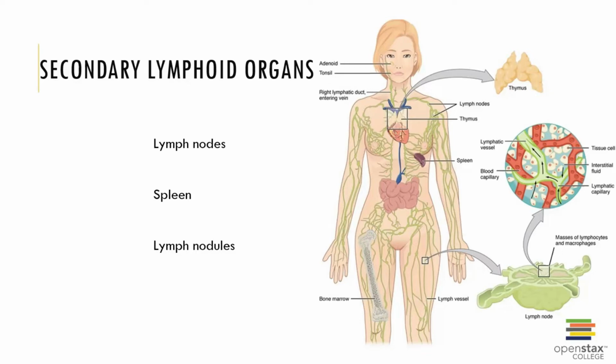And then finally, we have lymph nodules. So what are lymph nodules? Well, they're known as tonsils, right? Tonsils are a large lymphoid nodule, and they're in the walls of our pharynx. So we actually have multiple tonsils. We have palatine tonsils, pharyngeal tonsils, lingual tonsils, and what we call tubal tonsils.